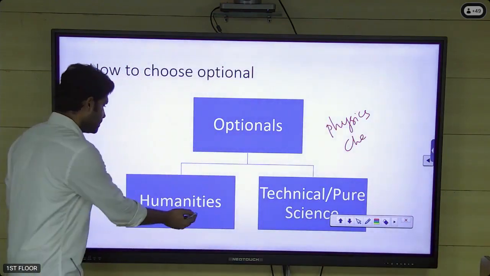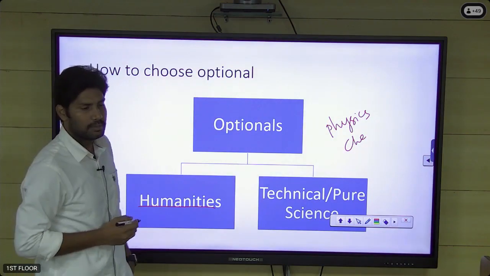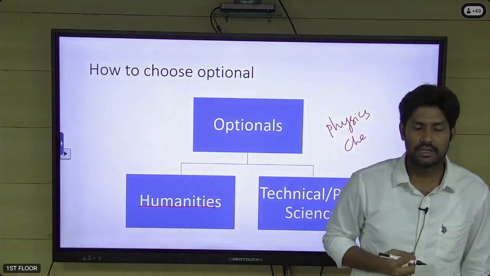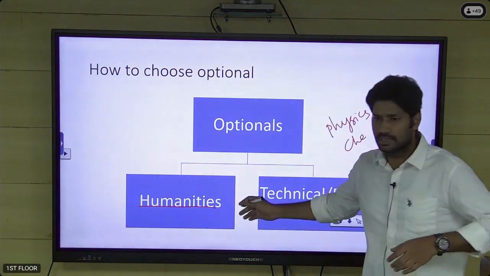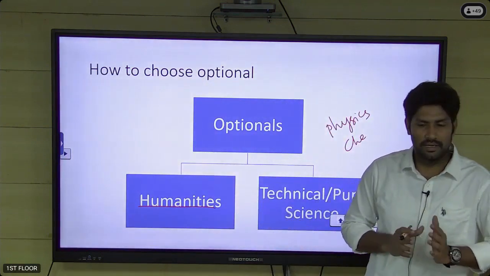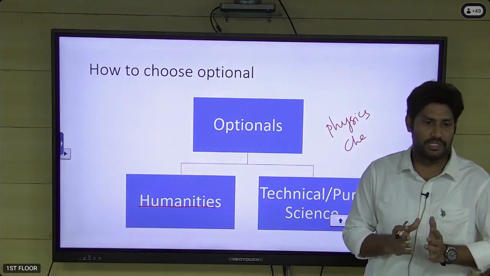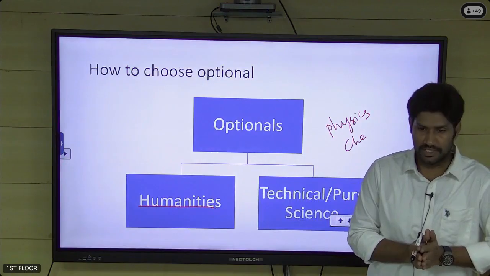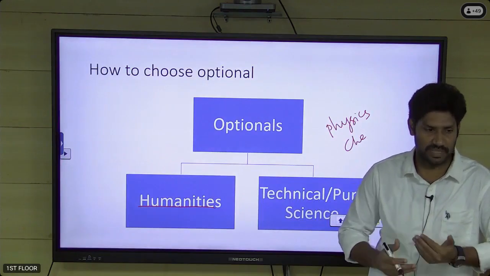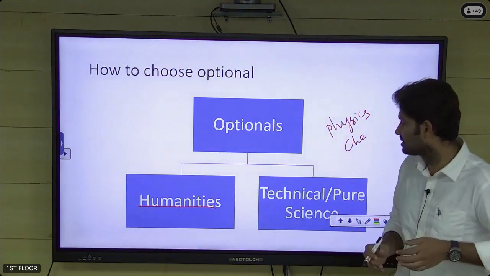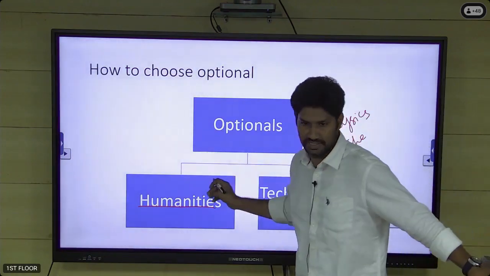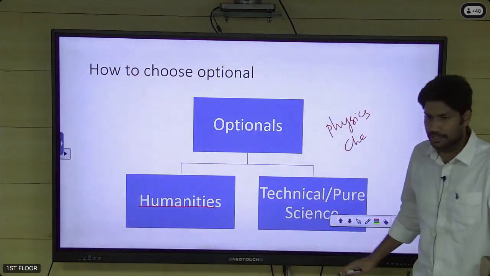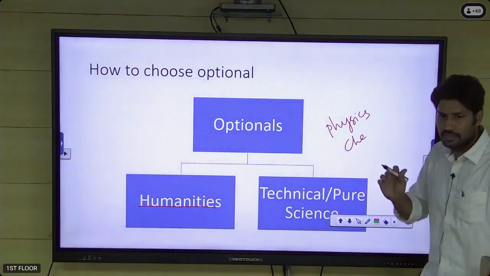If you take a humanities subject like anthropology, sociology, or geography, our own writing skill plays a major role. The evaluation is mostly subjective in nature, so you need to satisfy the examiner. You have to relate to current affairs for every topic. Whereas in the pure science optional, we can just focus on the syllabus.